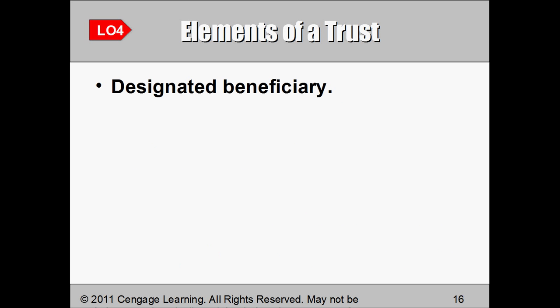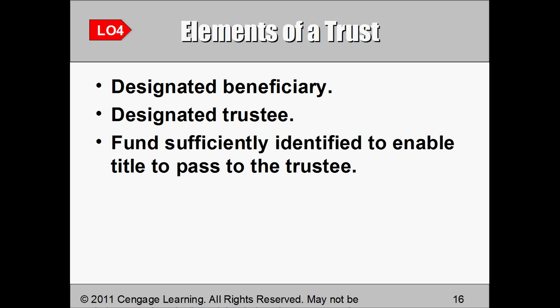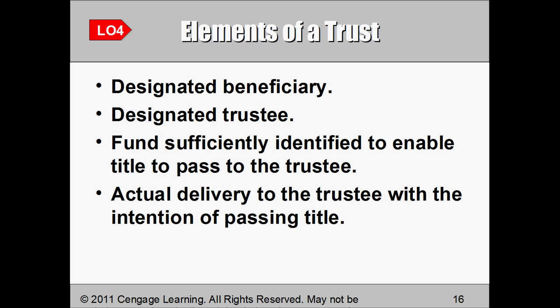The elements of a trust. The trust has designated beneficiaries, a designated trustee, funds sufficiently identified to enable title to pass to the trustee, and actual delivery to the trustee with the intention of passing title.